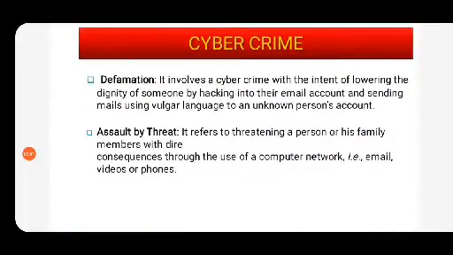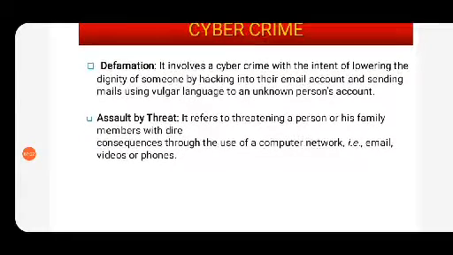Next we have defamation. The word itself tells you that it uses defaming language just to lower the dignity of someone. It can be done by hacking someone's email account and using that account to send some mails to someone else, like vulgar messages and so on.